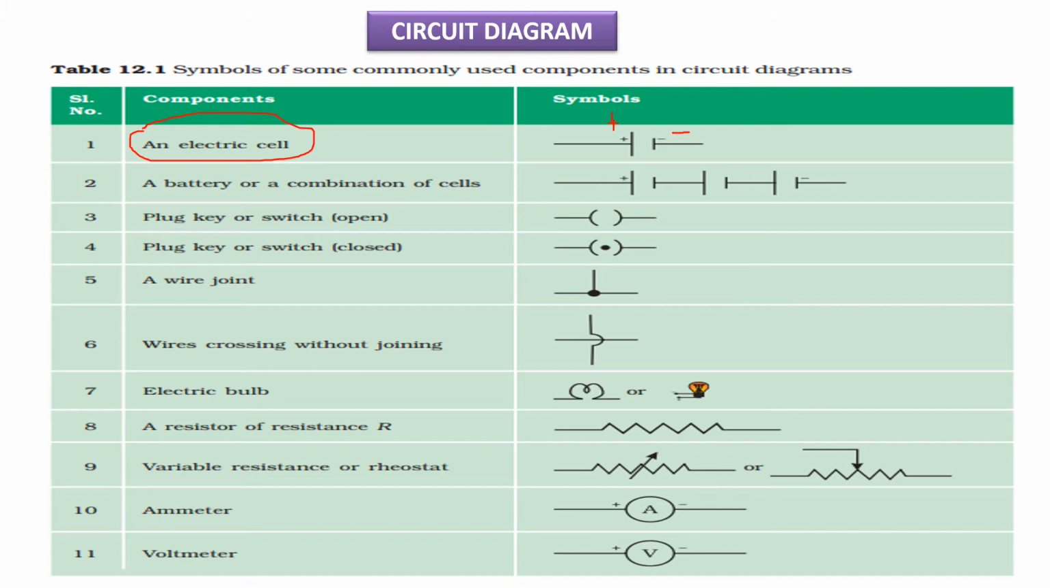What is a battery? A battery is a combination of cells. See here, this side is positive, negative, positive, negative. But while representing, we use only one side positive, and this side should be negative. That's it. It is a combination of cells.